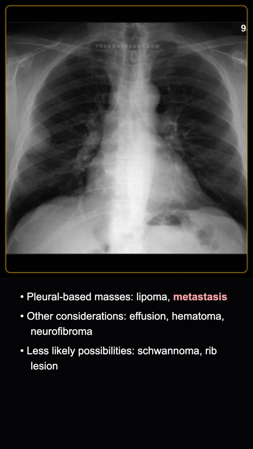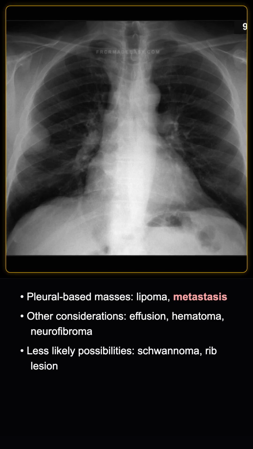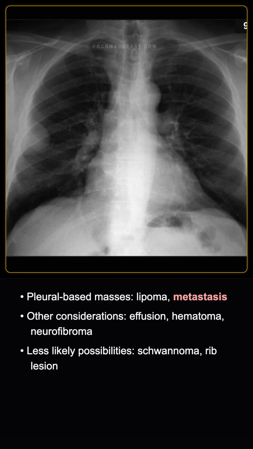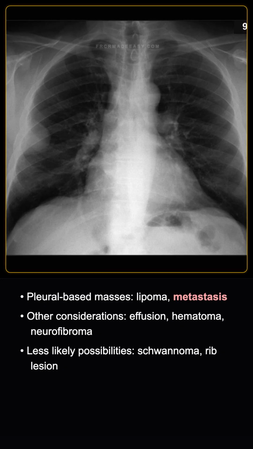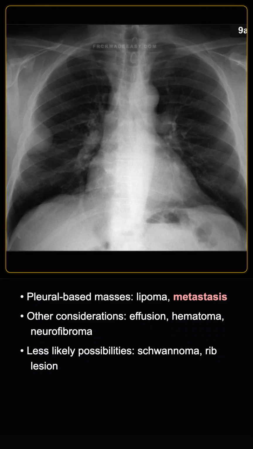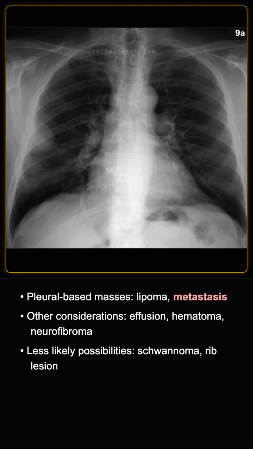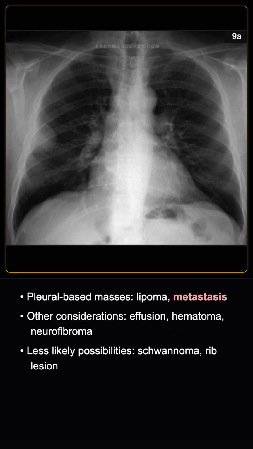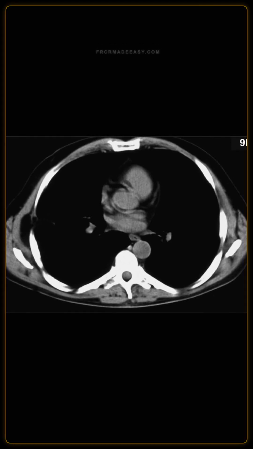Okay, the differential diagnosis for a pleural-based mass includes chest wall lipoma, metastases from lung or breast primary, and pleural plaques. Other possibilities are a loculated pleural effusion, a subpleural haematoma, neurofibroma, schwannoma, or primary rib lesions like plasmacytoma. Let's review the cross-sectional findings.